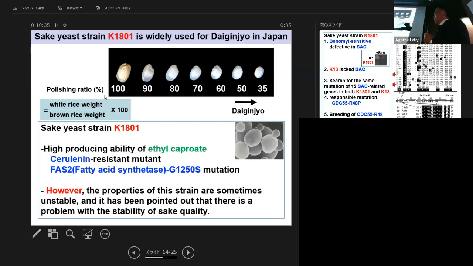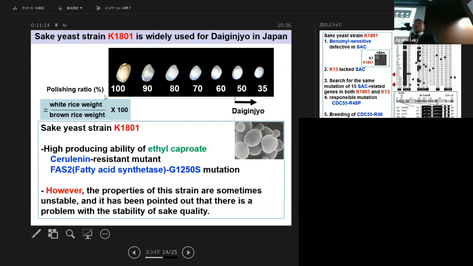So, sake yeast strain K1801. This strain was isolated as a cerulenin resistant mutant. Cerulenin is a fatty acid synthesis inhibitor, and the strain produces a high level of ethyl caproate, which is one of the major ginjo flavors. However, at the brewing site, the properties of this strain are sometimes unstable, and it has been pointed out that there is a problem with the stability of sake quality.